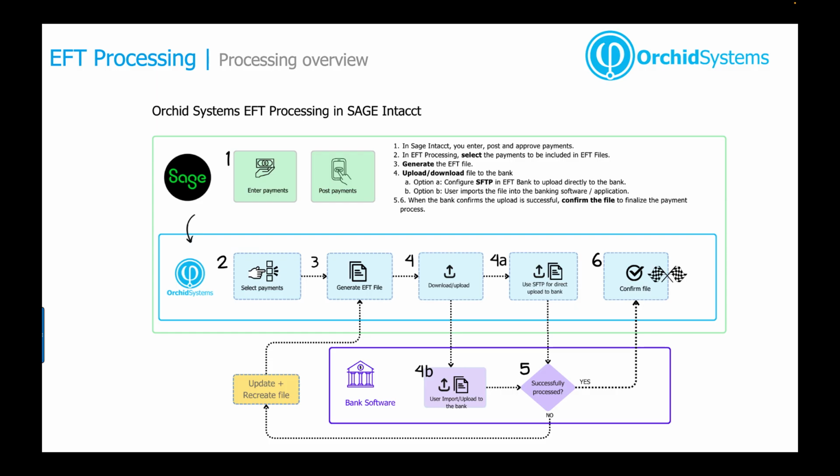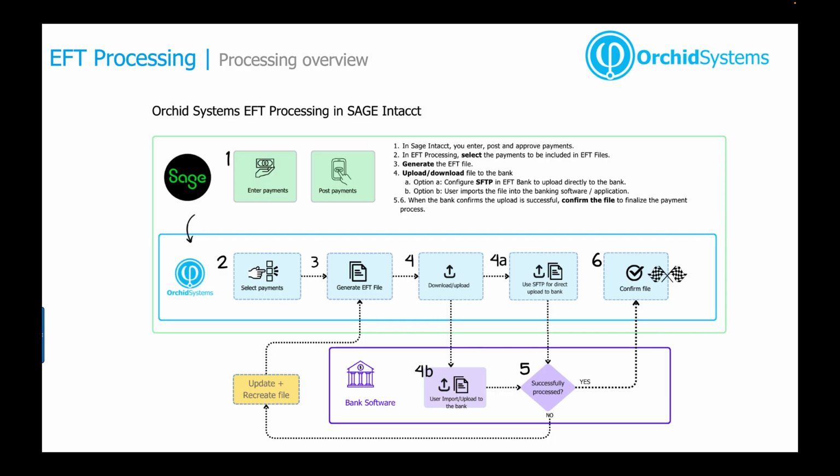The process to generate an EFT file starts with entering and posting and approving your payments in Sage Intacct. In ORCID's EFT processing, still within Sage Intacct but on the ORCID menu, you can select which payments you want to include in this run of file and generate the file.